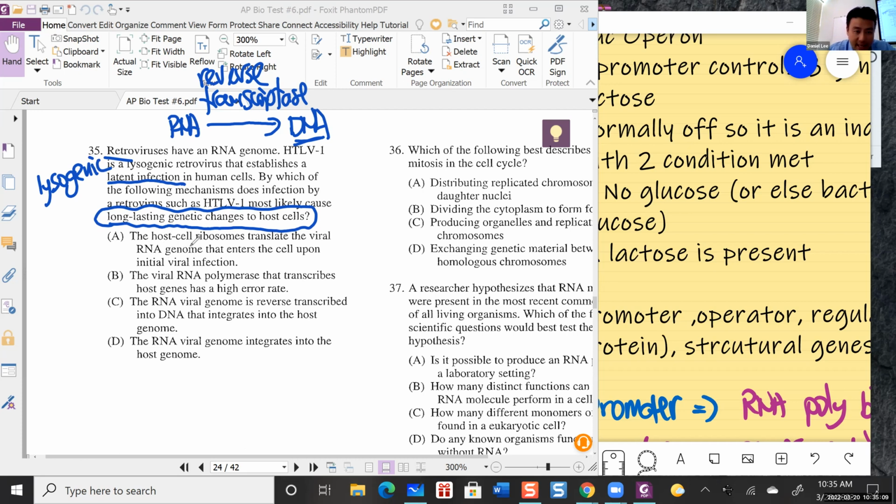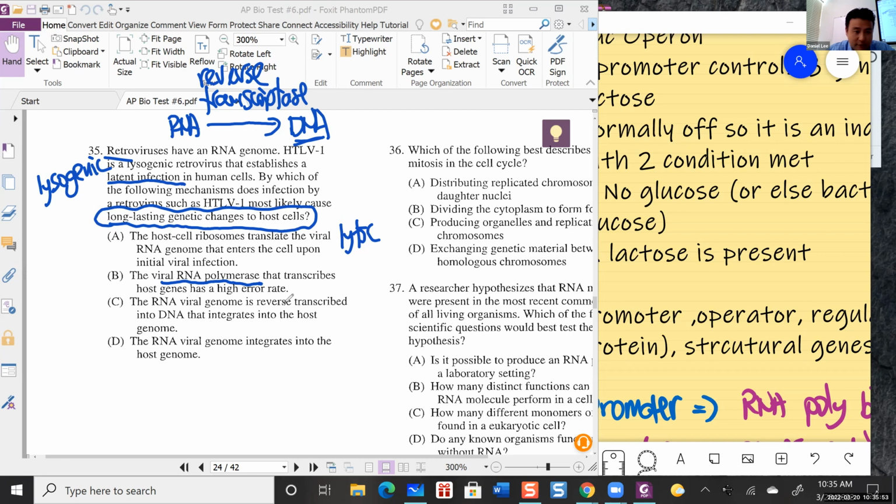A, host cell ribosomes translate viral RNA that enters the cell. No. Yeah, if that were the case, that's probably just a lytic cycle. If you start translating the viral RNA, you're making viral protein, you're about to go to assembly and lysis. No. The viral RNA polymerase transcribes host genes. They're saying this one transcribes the host gene. That's not what the RNA polymerase is doing. Okay. All right. So that's probably far-fetched. Okay. Let's go to the next one.